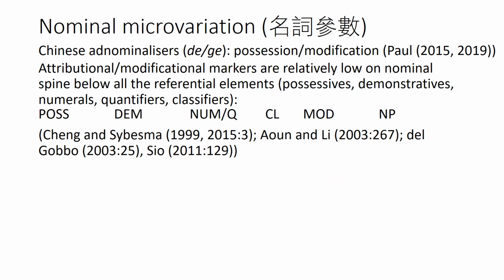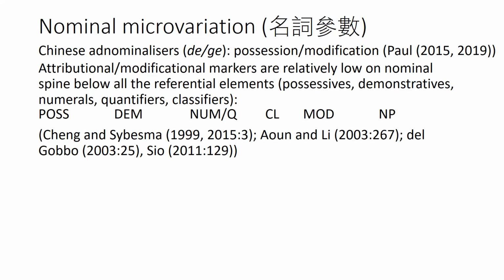If we take into account all the various functional elements in the nominal domain, I think people have come to a general consensus that there is this ordering. Possessors tend to come first, so they are highest in the nominal domain. Below that, we get referential and quantification markers like demonstratives, numerals, quantifiers, etc.